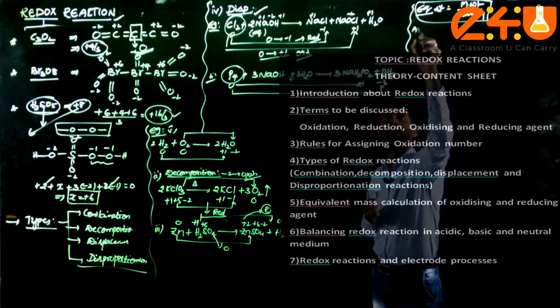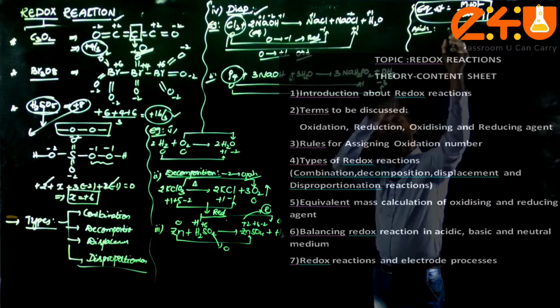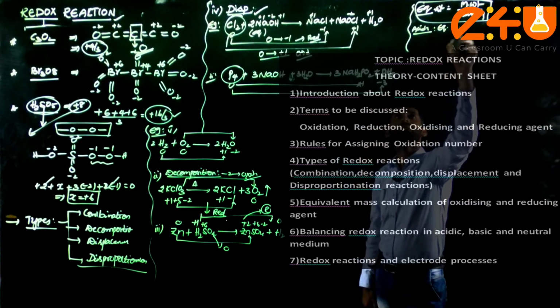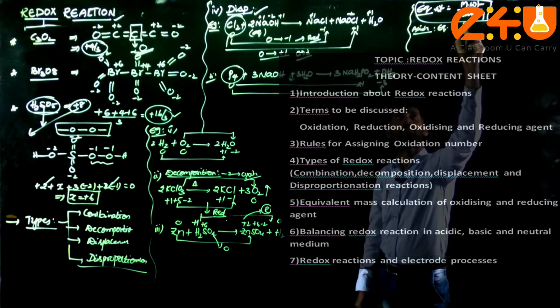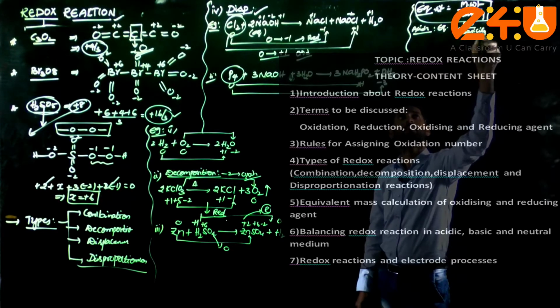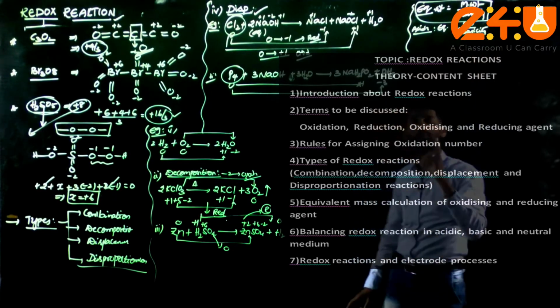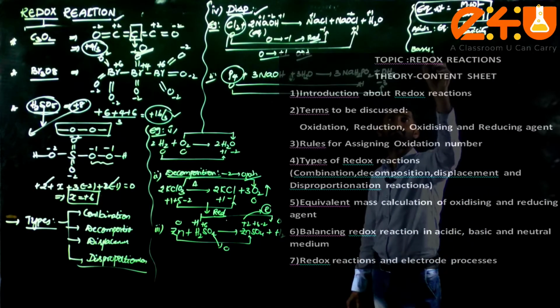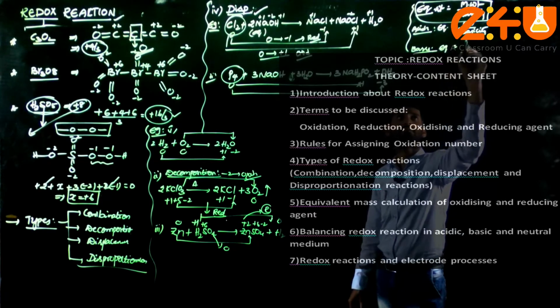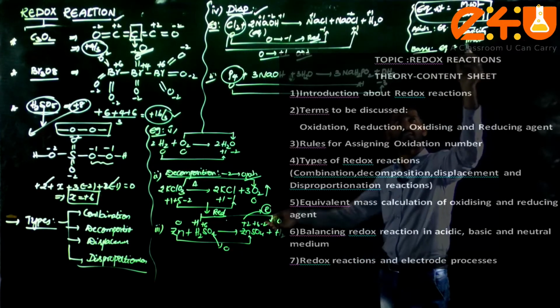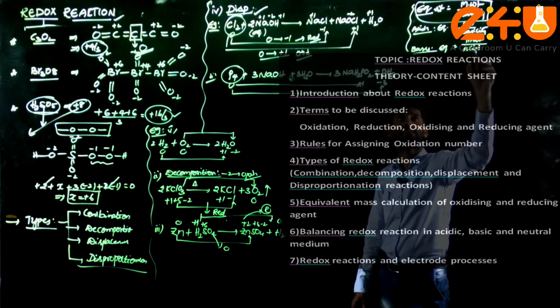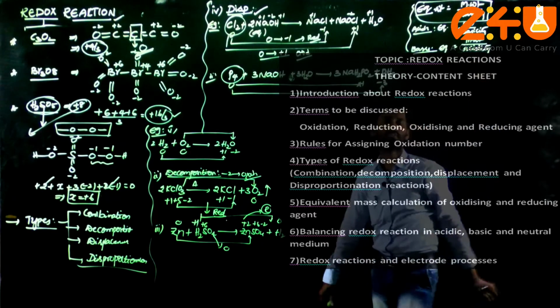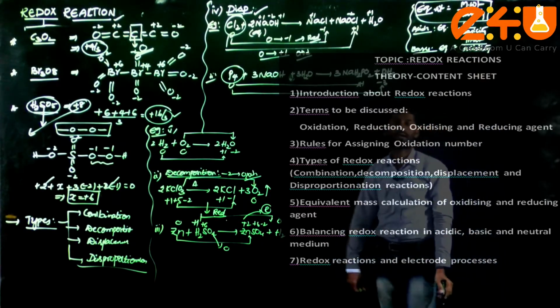Already we know for acids, equivalent mass is equal to the molecular mass of the acid divided by its basicity. Basicity means the number of replaceable H plus ions from one molecule of the substance. Next, for bases, equivalent weight is equal to the molecular mass of the particular base divided by its acidity. Acidity means the number of replaceable OH minus ions.